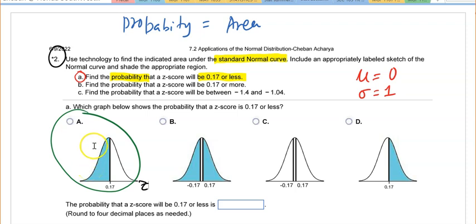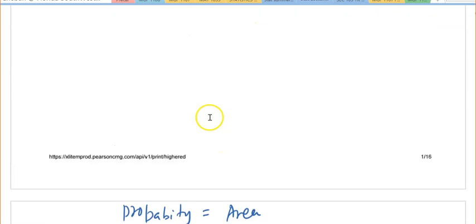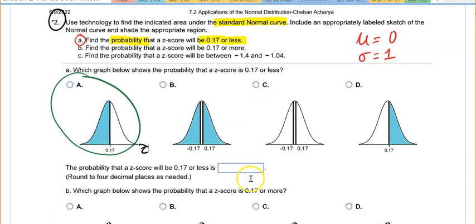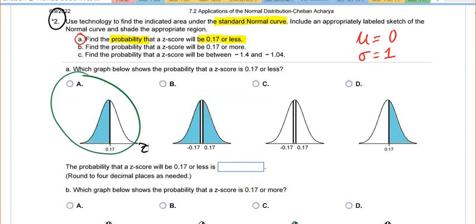Now to find the probability, you have to find the area, and to find the area you need the lower bound, upper bound, mean, and standard deviation. Remember that. That's how you find the area using normal CDF. And for this graph, what do you think? Which is the upper bound, which is the lower bound? That's the answer for part A.